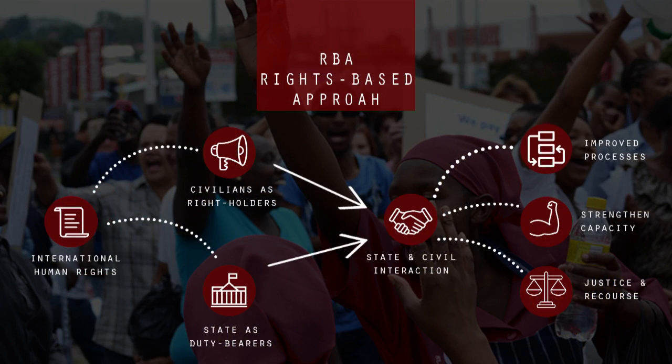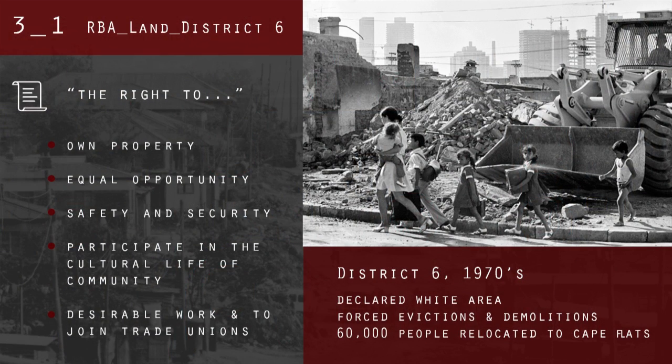The rights-based approach focuses on the human rights of society over individual needs. It considers both the civilians as right holders and civil servants as duty bearers. It aims to strengthen the capacity of both parties to demand and supply rights respectively, to improve lawmaking processes, and to implement recourse to rights violations. Human rights pertaining to issues of land in the urban context include the right to own property, to equal opportunity, to participate in community, and the right to desirable work.